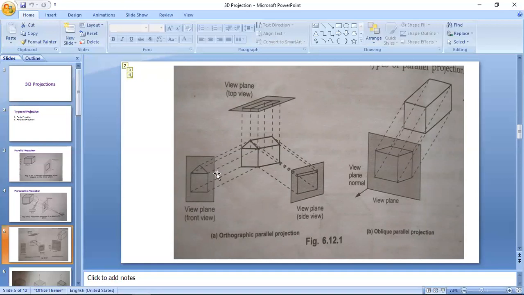Okay, in orthographic parallel projection, you can see that the projection lines are perpendicular to the view plane. But not in the oblique parallel projection. The projection lines are not perpendicular to the view plane. They make some different angle other than 90 degrees. So this diagram is very important. You can get a clear idea of these two types of projections from the single diagram. Let's move further.